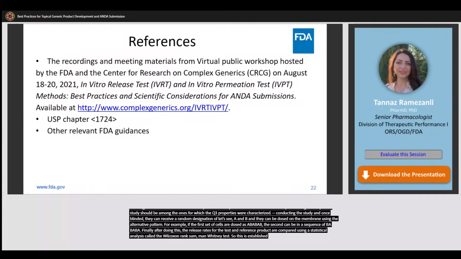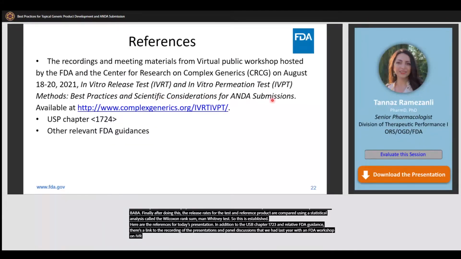Here are the references for my today's presentation. In addition to USP Chapter 1724 and relevant FDA guidances, there is also a link to the recordings of the presentations and panel discussions that we had last year, an FDA workshop on IVRT and IVPT methods, best practices for scientific considerations for ANDA submissions. And I highly encourage you to use this link and listen to the recordings if you didn't attend the workshop.